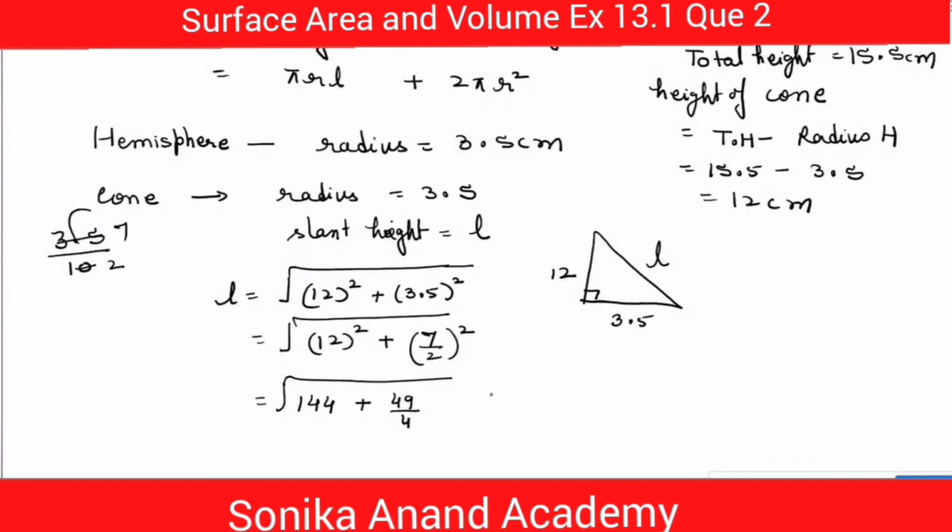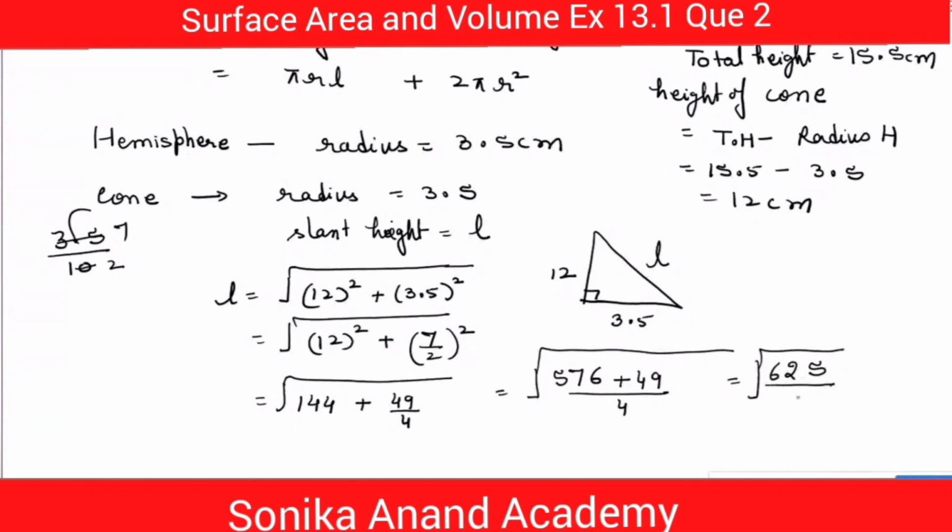Now we take the LCM. 4 fours are 16, 16 plus 49 by 4. Now when we add up, we get 625 by 4. Now do you know what is the square root of 625? I will tell you, it is 25. And for 4 we have 2. So 25 by 2 is the value of the slant height.